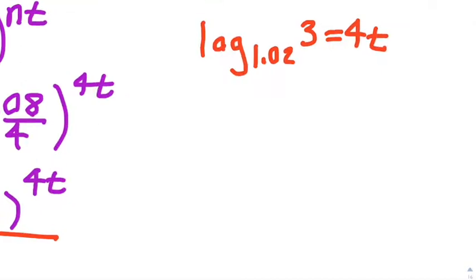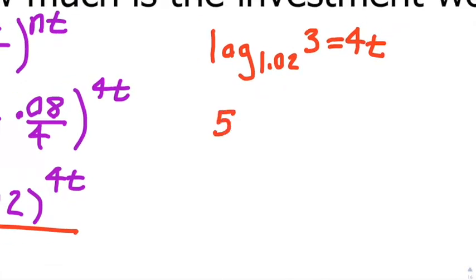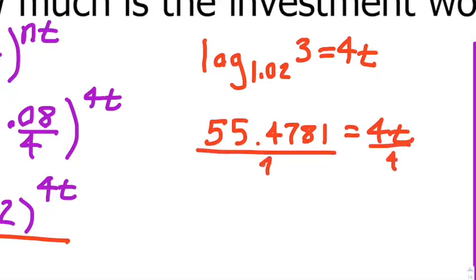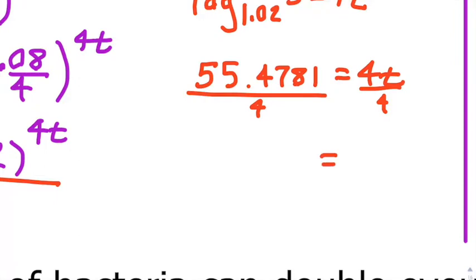Okay, so apparently that decimal gets us right here, 55, and then I'll go out a couple decimal places, 4781. And that's equal to 4 times t right there. Okay, and then from there, we can go and divide both sides by 4. And once we divide both sides by 4, apparently we're going to get about 13.9 once we round up, 13.9 years, I guess.